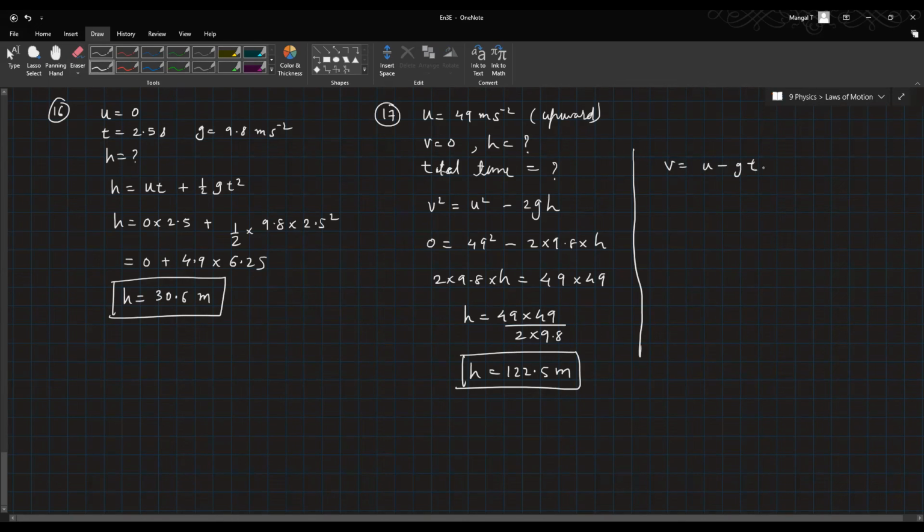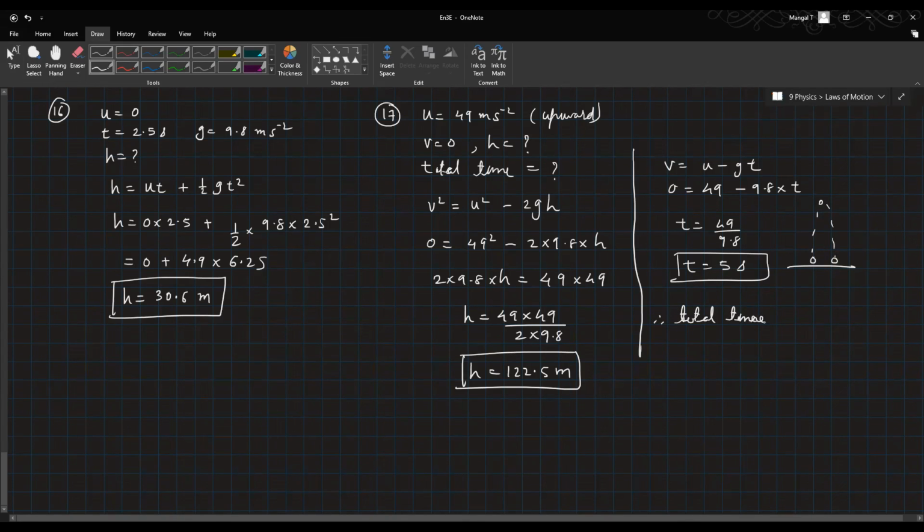v equal to u − gt. This is 0. This is 49 − 9.8 × t. So t will be 49 upon 9.8. That goes 5 times. So this is 5 seconds. It takes 5 seconds to go up, and so it will take 5 seconds to come down. And therefore, I take the total time as 2 × 5. That will be 10 seconds.